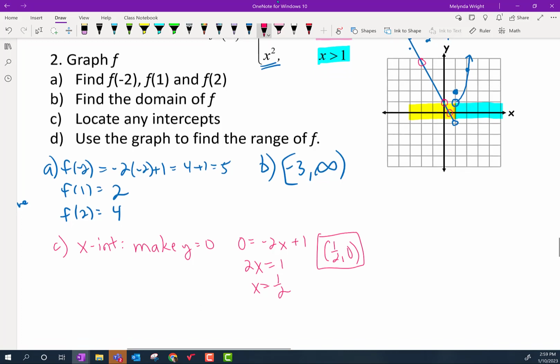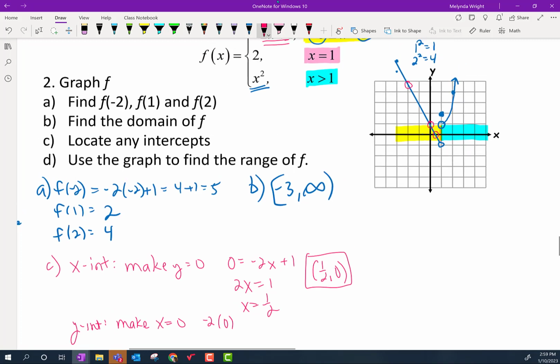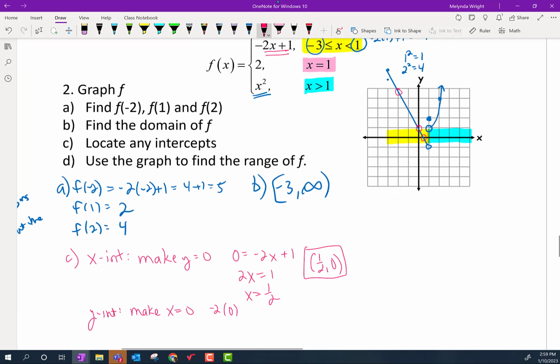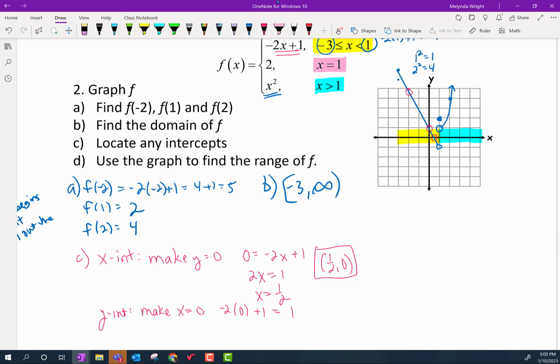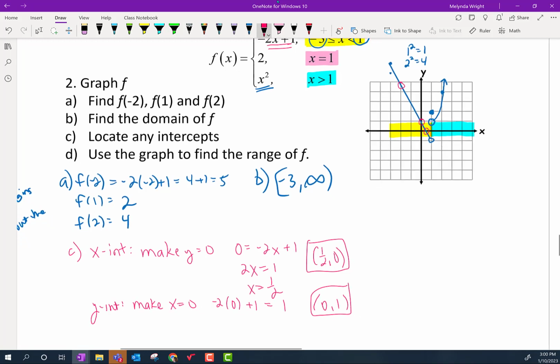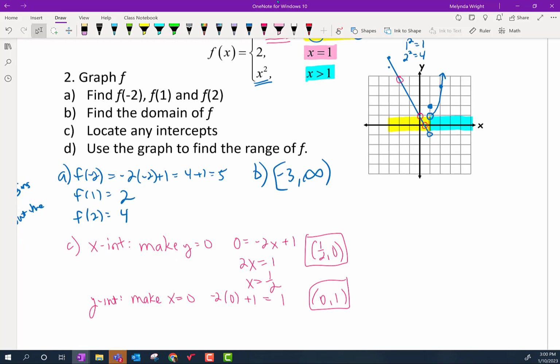Okay. For a y-intercept, what we would do is we would make x equal to 0. All right, so -2x plus 1. -2 times 0 plus 1, which is 1. So 0, 1 would be our y-intercept, which I circled on the graph.